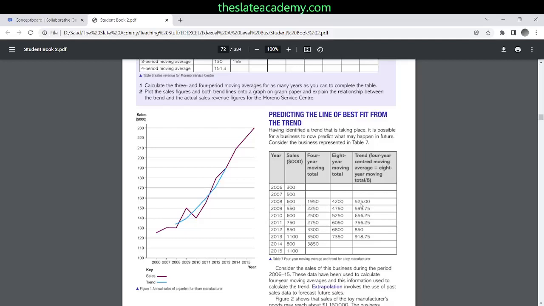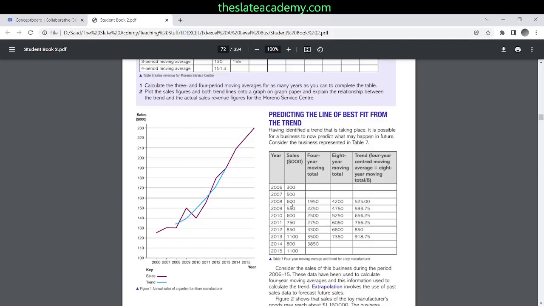And this is the trend. If somebody asks you that in 2008, how much is the variation from the trend says that 2008's sales should be 525. However, actually it's 600. So the variation or the seasonal variation in 2008 is positive 75. Actual sales is more than what the trend says it should be.